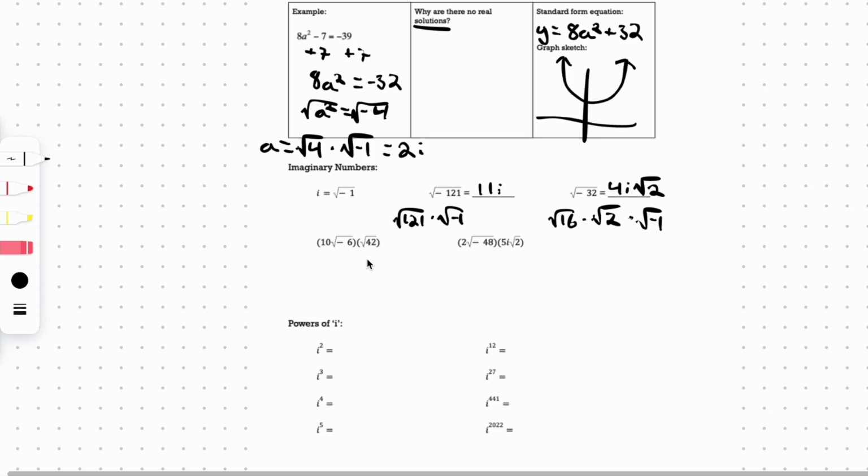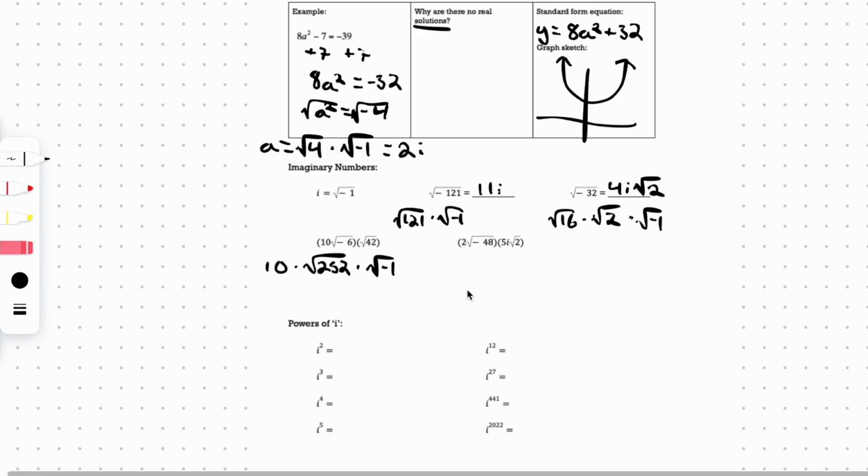6 times 42 is going to be 252. So I'm going to write 10 times root 252. And we still have this negative, so I'm going to say times root negative 1.